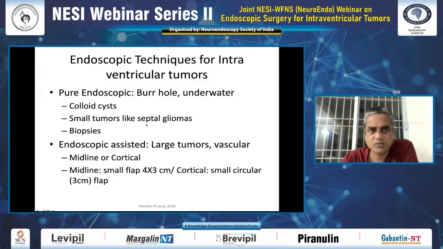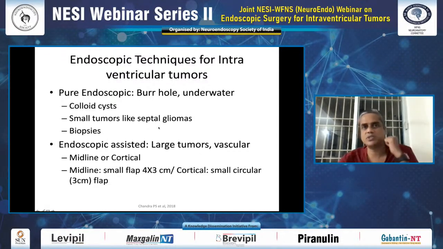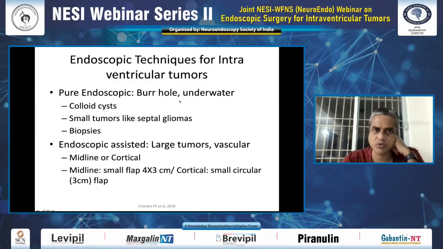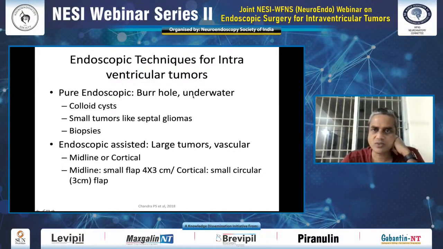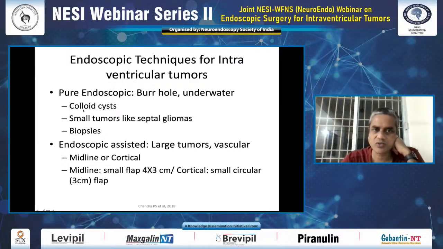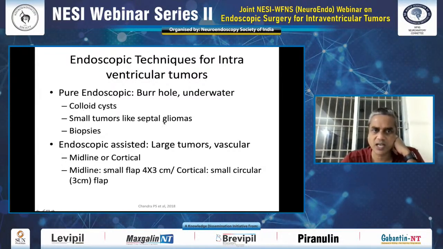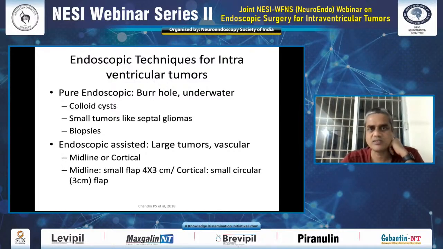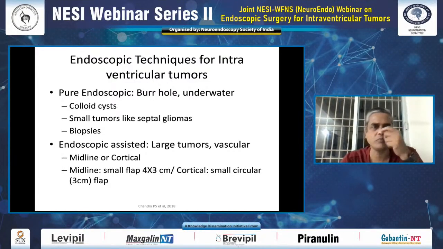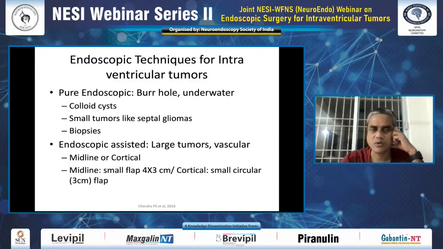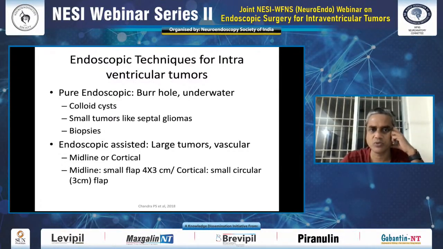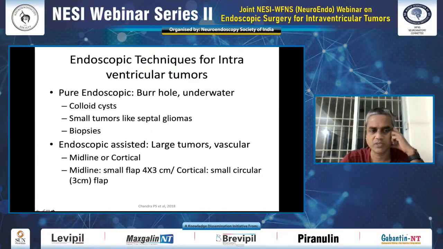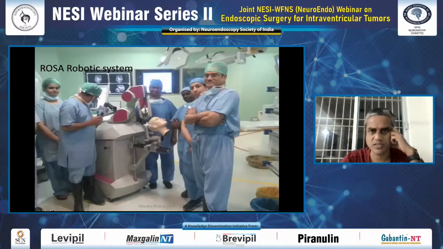When we speak about access to intraventricular tumors, we either speak of pure endoscopic, which is done through a burr hole and is underwater. This is quite okay for small pathologies like colloid cysts, septal gliomas or even biopsies. However, for large tumors this cannot be done. We have to go through a different path, something like an endoscopic assisted approach through a small cortical flap. This is a limitation of technology.